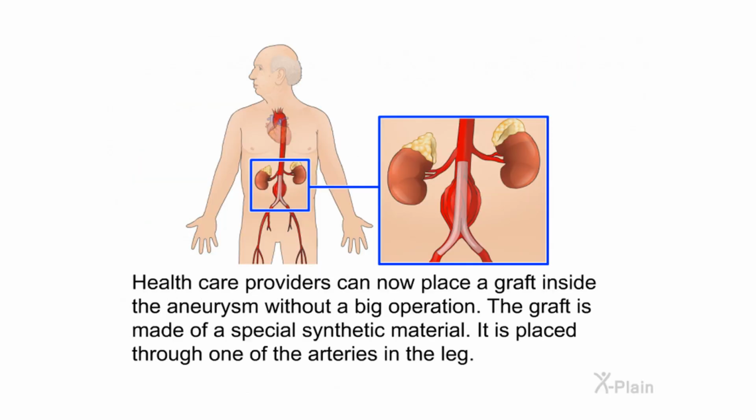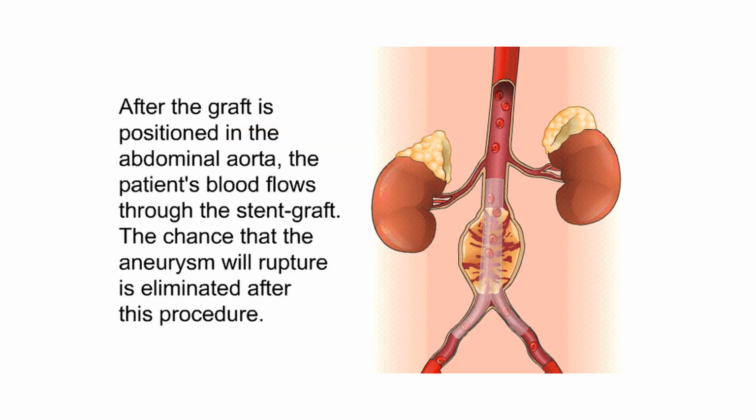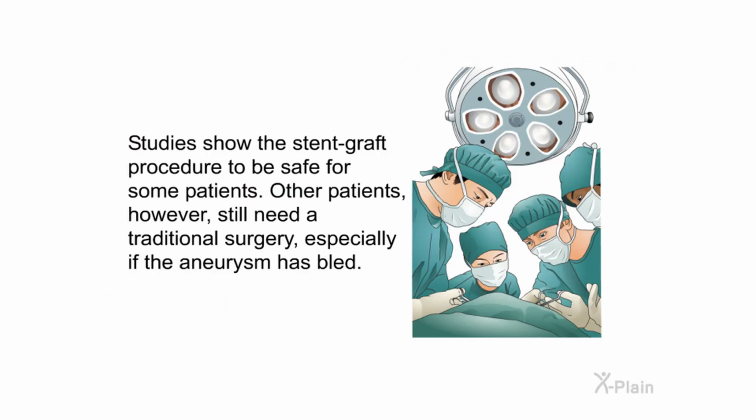Healthcare providers can now place a graft inside the aneurysm without a big operation. The graft is made of a special synthetic material. It is placed through one of the arteries in the leg. After the graft is positioned in the abdominal aorta, the patient's blood flows through the stent graft. The chance that the aneurysm will rupture is eliminated after this procedure. Studies show the stent graft procedure to be safe for some patients. Other patients, however, still need a traditional surgery, especially if the aneurysm has bled.